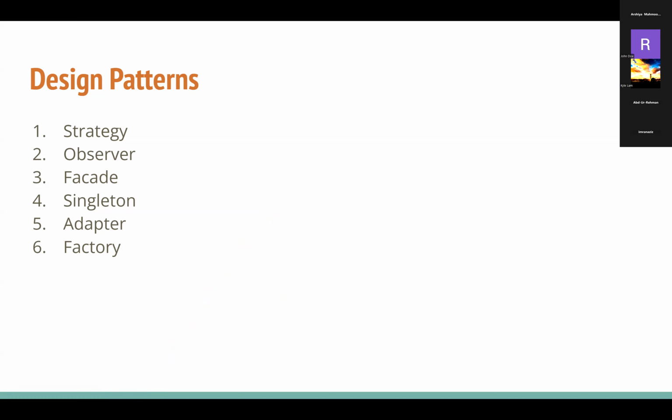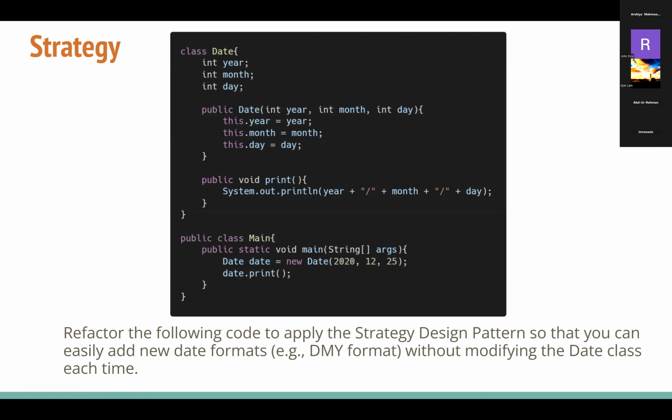In class, Professor Rawad goes over 6 design patterns, which are strategy, observer, facade, singleton, adapter, and factory. So today, we'll be going through an example for each one of them, so you guys can get familiar with the different ways these design patterns will look. Okay. So first one will be strategy. We'll go straight to some practice questions since you guys seem to be prepared already.